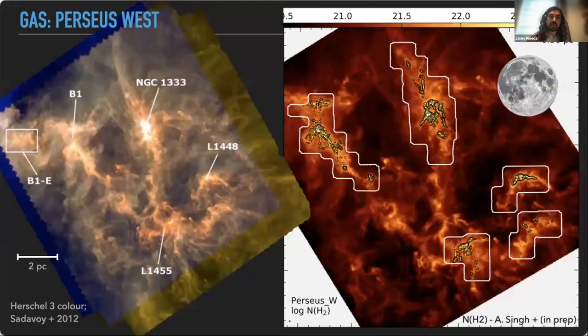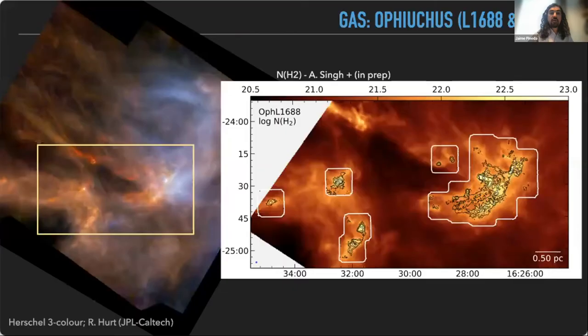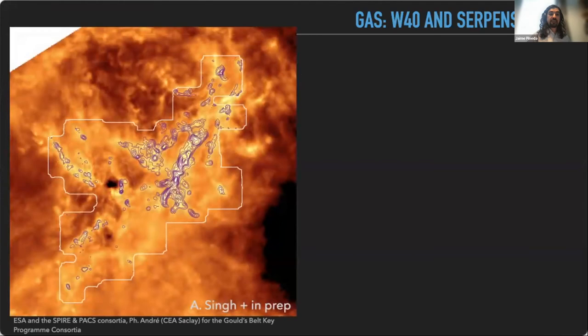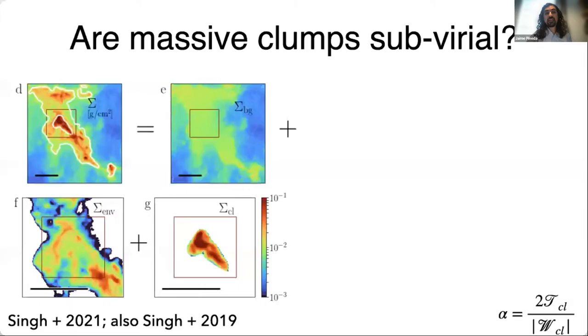Okay, so this has also been extended with new DR2 data that's going to be released soon. And this is work by Ayushi Singh, and she extended it to many of these other regions that we did, in Perseus or in Ophiuchus. It was an extension, and even in W40 and Serpens South. In this case, she took all of these objects and started to look at the velocity. She started to look not at the cores, but at slightly larger structures, so that she could really study what's the best way to calculate the virial parameter.